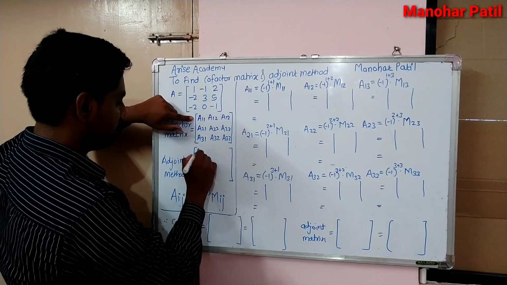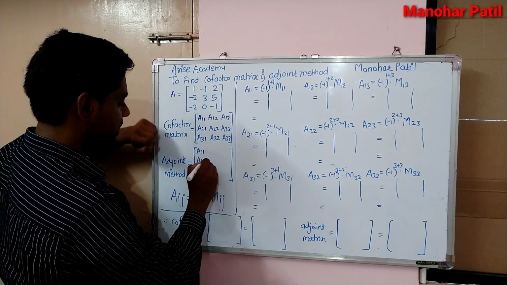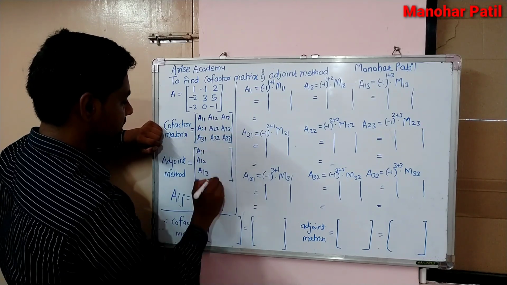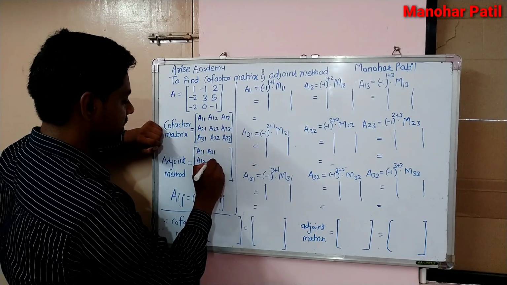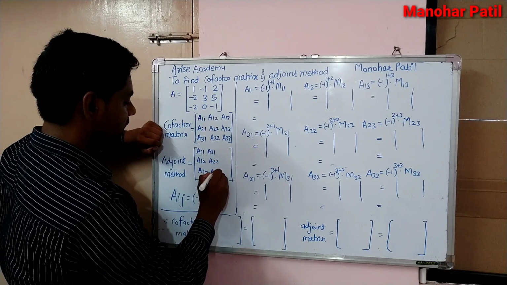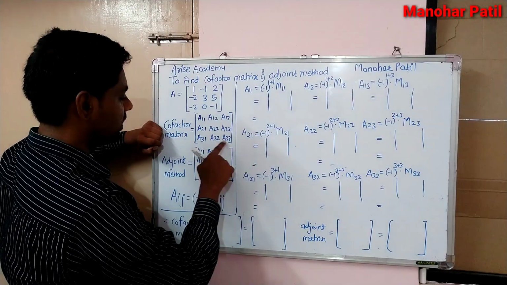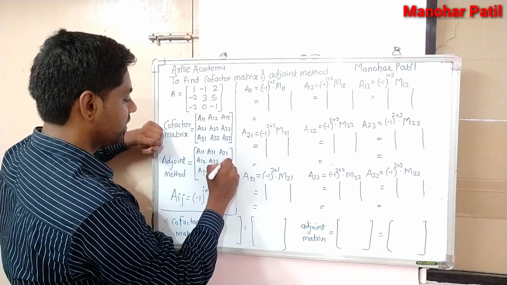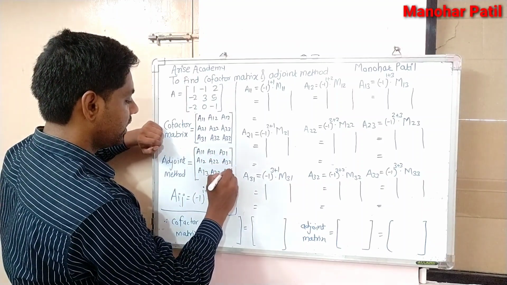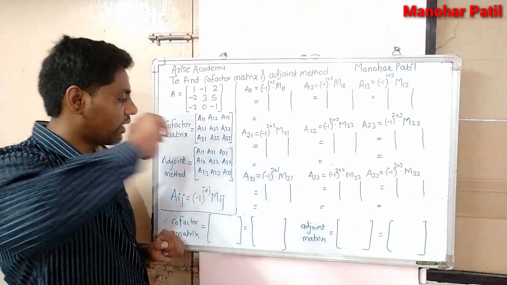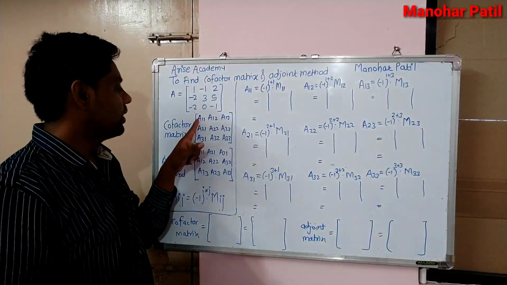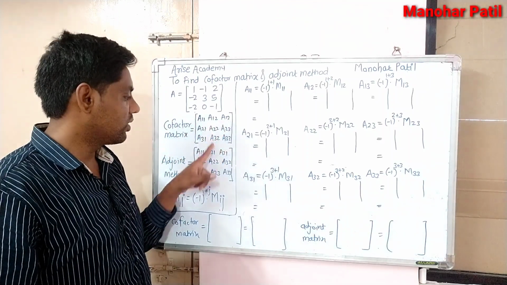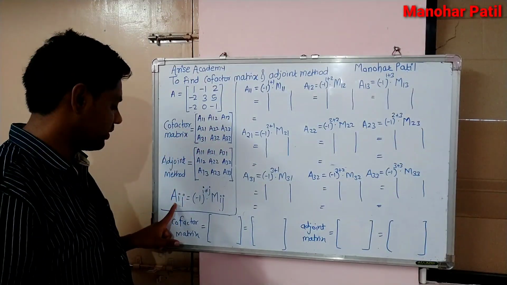column matrix. So A11, A12, A13. Write down the second row into the second column: A21, A22, A23. Write down the third row into the third column: A31, A32, A33. So we have to find all the cofactor elements. We have to find all the cofactor elements by using these operations.